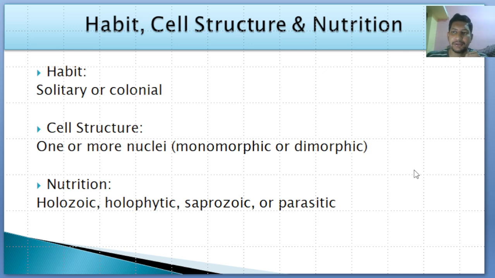Then nutrition means how these animals obtain their food or energy requirement. So they may be holozoic, holophytic, saprozoic or parasitic. See, holozoic nothing but animal like nutrition. Holophytic means they can prepare their own food. Saprozoic means they are dependent on dead and decaying organic matter.